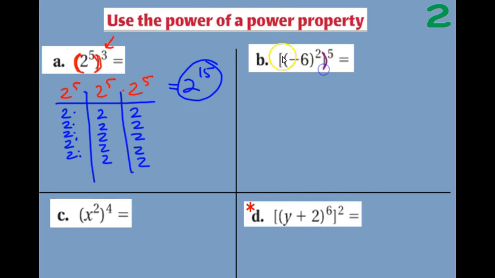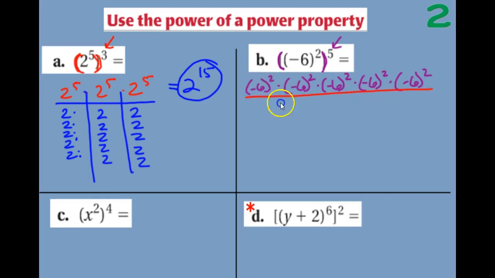Alright, look at your outside exponent. First, we're going to write whatever's inside our parentheses 5 times. So we have negative 6 squared 5 times. Negative 6 to the power of 2, negative 6 to the power of 2. Oops, that was wrong. Negative 6 to the power of 2. It's 4 times, one more. There, I wrote that 5 times. Now I need to simplify this. I know that each of these is really a negative 6 2 times. Negative 6 2 times.